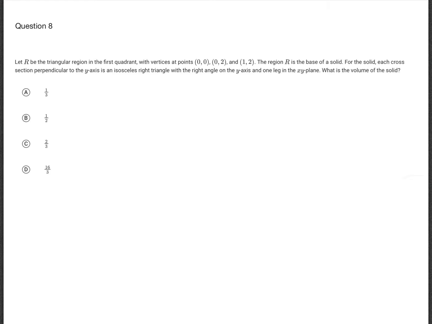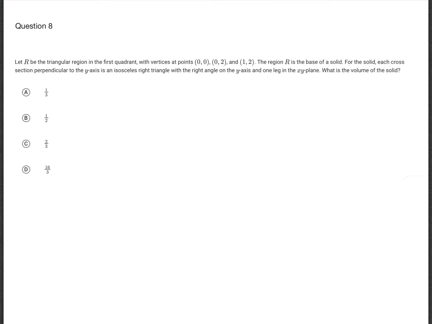Okay, number 8. Let R be the triangular region in the first quadrant with vertices at points 0, 0, 0, 2, and 1, 2. The region R is the base of a solid. For the solid, each cross-section perpendicular to the y-axis is an isosceles right triangle with the right angle on the y-axis and one leg in the xy plane. What's the volume of the solid?